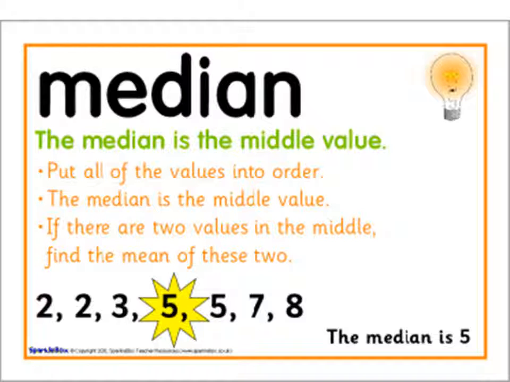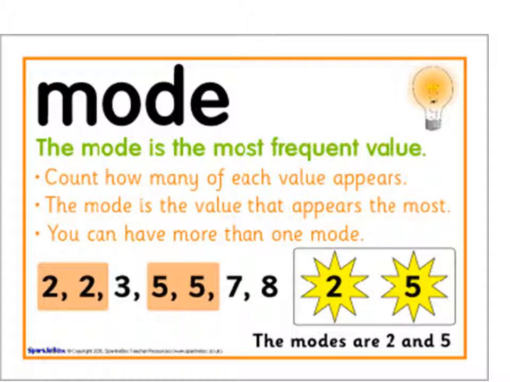If you have an even set of numbers, you will have 2 middle numbers. You take the average of those 2 numbers to get the median.